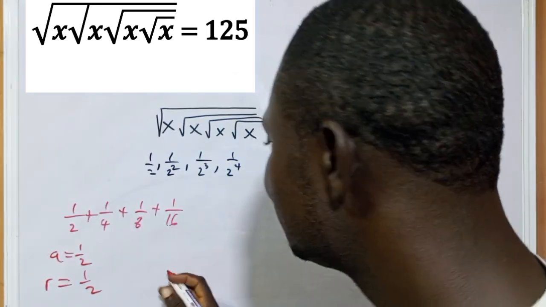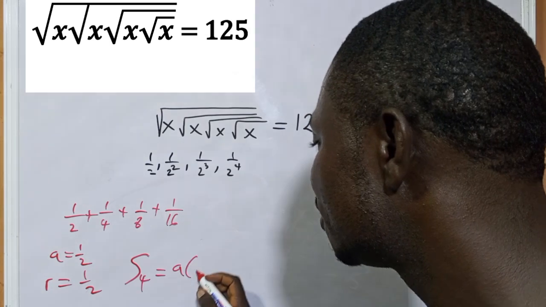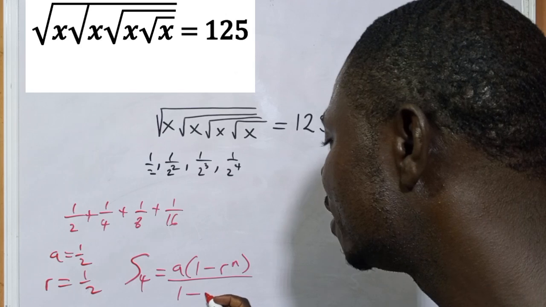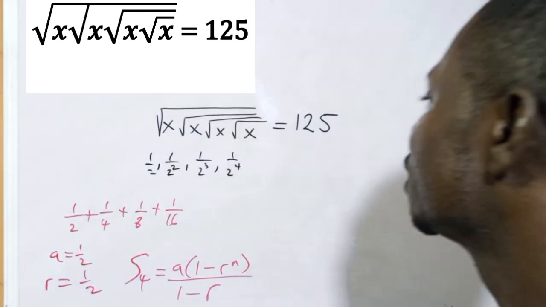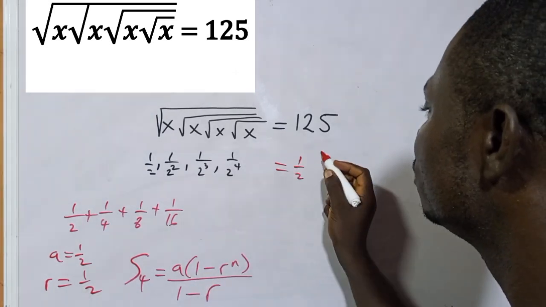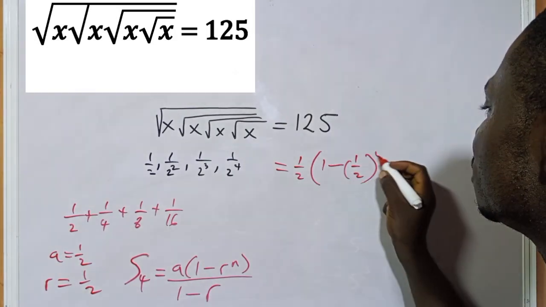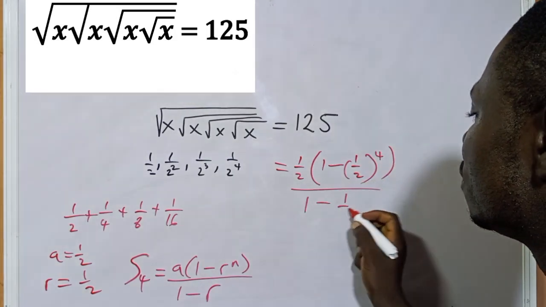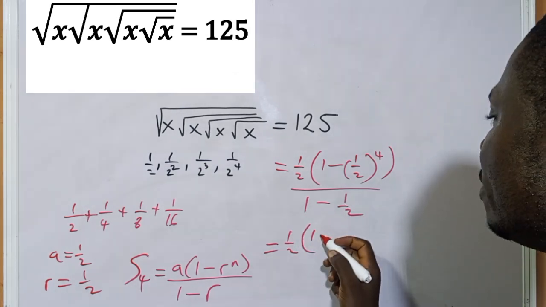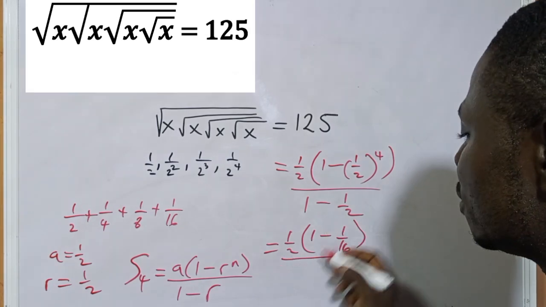The sum of the 4 terms here will be the first term into bracket 1 minus common ratio raised to power the number of terms, over 1 minus common ratio. So the first term is 1 over 2 into bracket 1 minus 1 over 2 raised to power the number of terms, all over 1 minus 1 over 2. So we now have 1 over 2 into bracket 1 minus 1 over 16, all over 1 minus half, which gives you half.